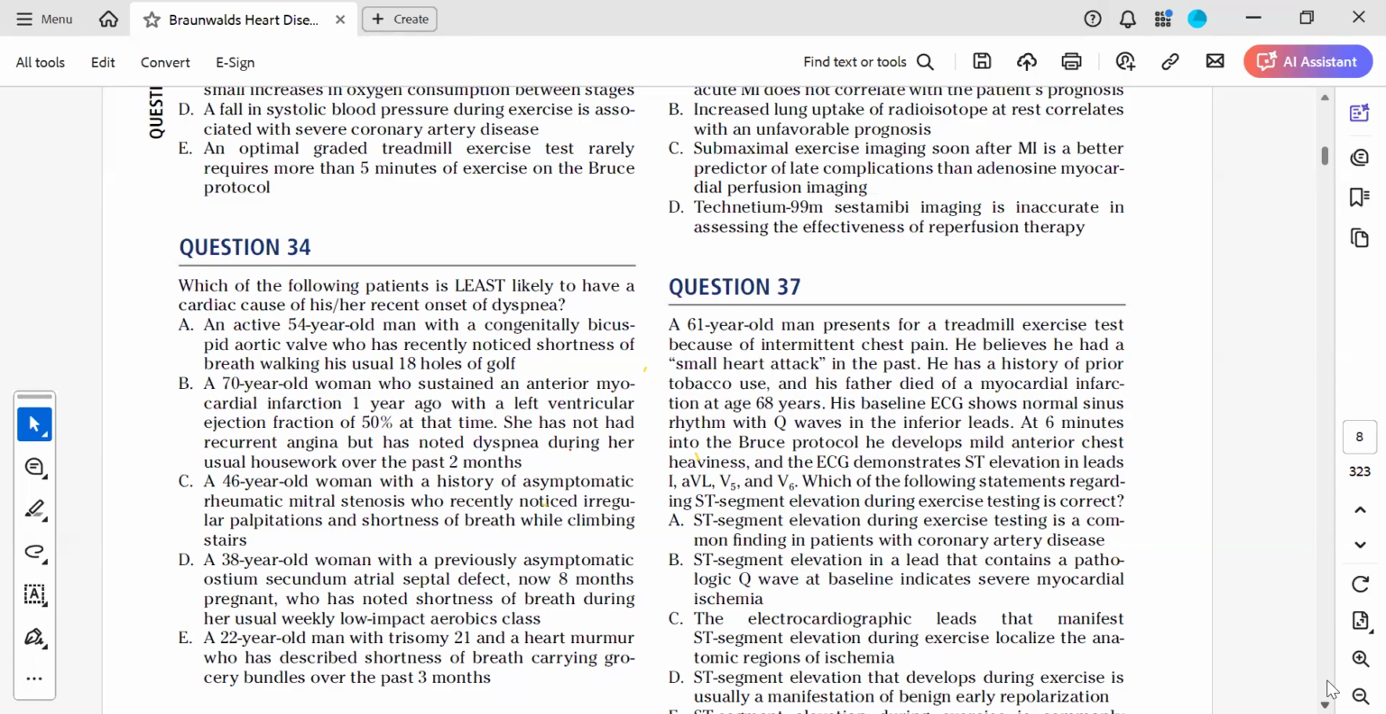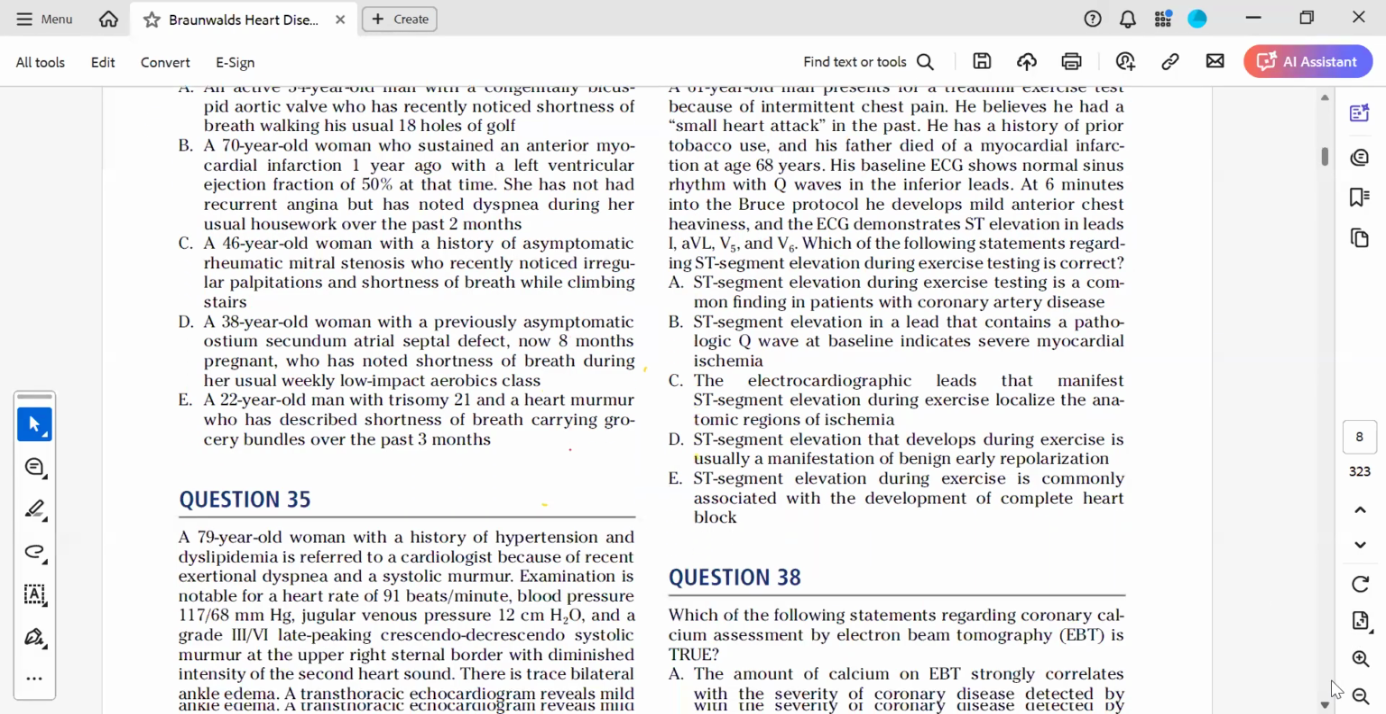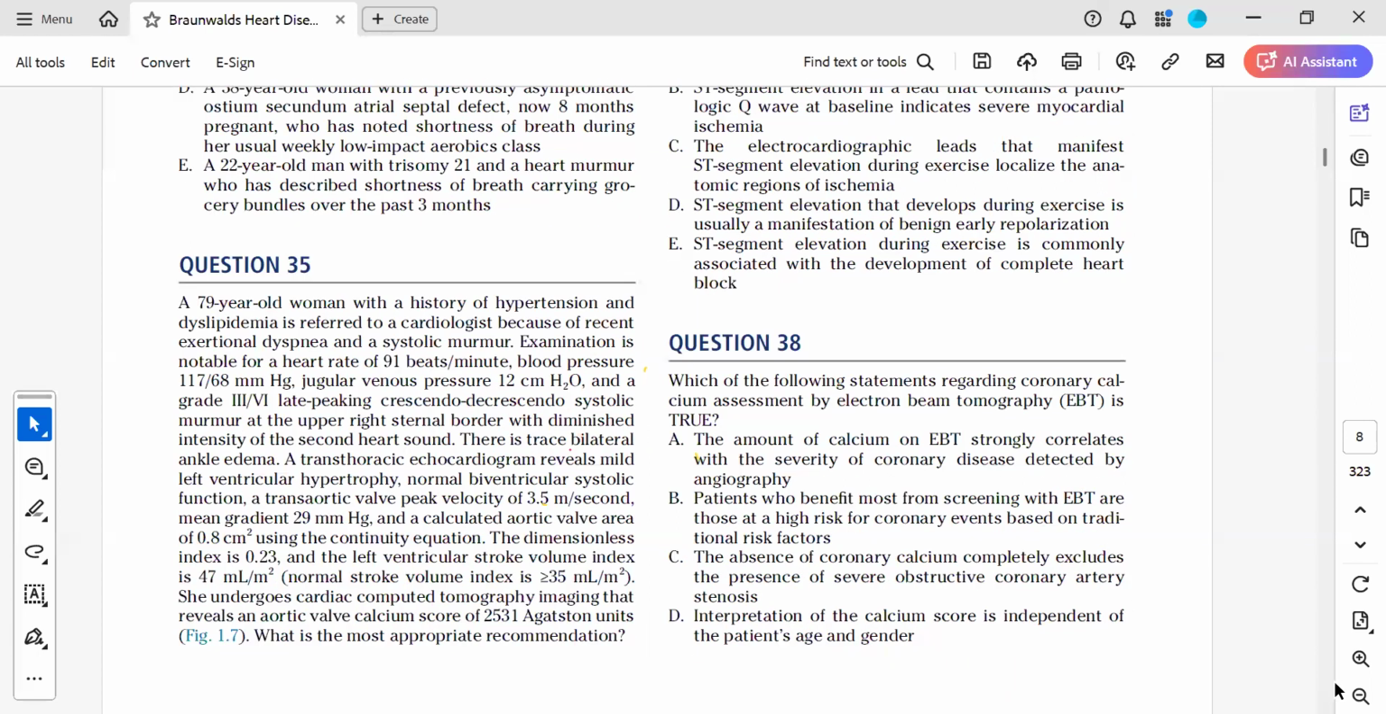Lastly, we have a very interesting question, and that is question 35. This woman, an elderly woman, has a history of hypertension. She also has a history of dyslipidemia, and she was referred to the cardiologist because of recent exertional dyspnea. She was also found to have a systolic murmur. Examination findings reveal a normal heart rate of 91 beats per minute. Blood pressure is normal at 117/68 millimeters of mercury.